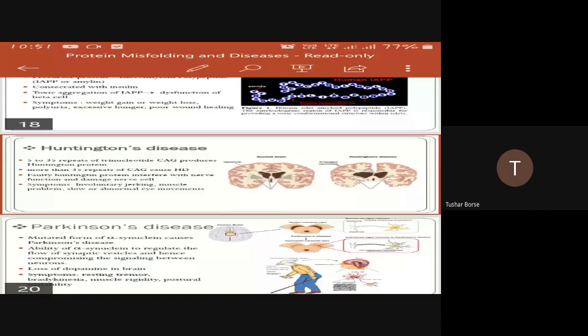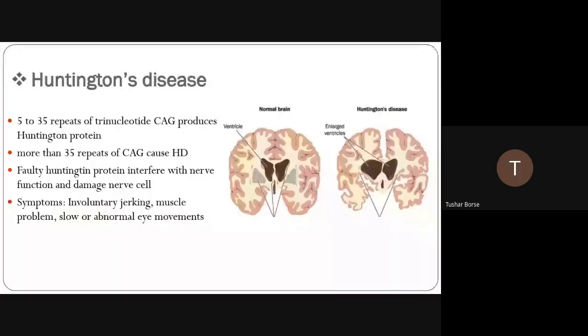Then Huntington disease. In our body there are 5 to 35 repeats of the trinucleotide CAG, and this sequence produces the Huntington protein. If there are more than 35 repeats of the CAG trinucleotide, it causes Huntington disease. Then the faulty Huntington protein interferes with nerve function and damages the nerve cells.